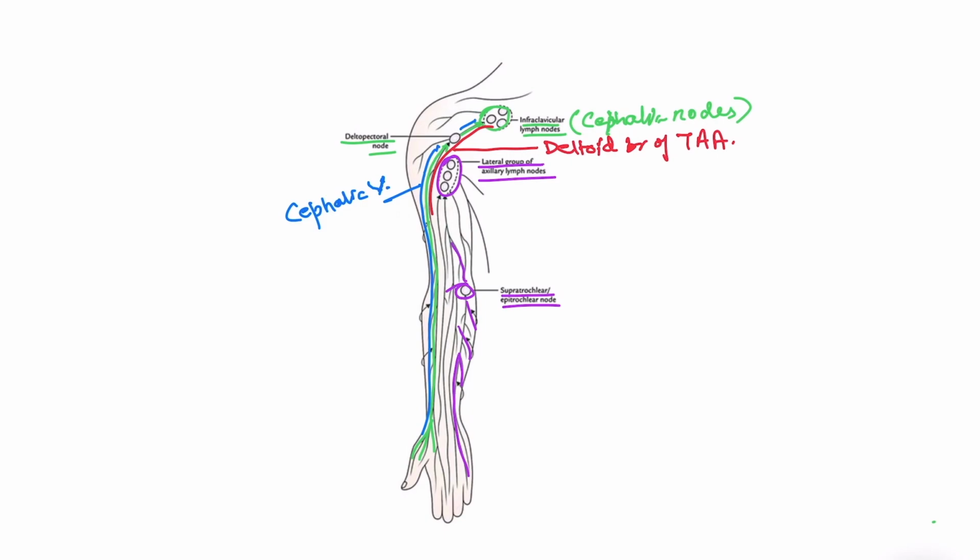But ultimately, these lymphatics also drain into the lateral group of axillary lymph nodes, while the thumb and its web and the lateral border of the forearm drain into the infraclavicular group of lymph nodes, also called cephalic lymph nodes. They may also drain via the deltopectoral nodes.